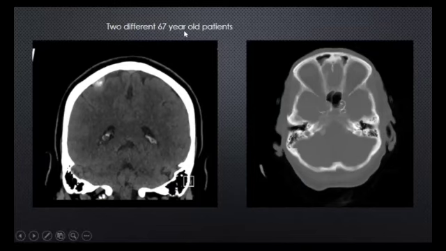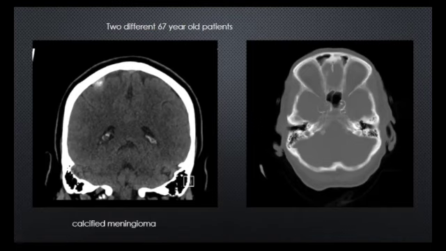So these are both 67-year-old patients. This patient has a calcified mass that looks like it's outside of the brain. This patient has a curvilinear calcification that projects into the brain, but here in the middle fossa. So what should we consider in this patient? Well, this is not even really within the brain. So we want to think about tumors. What's a common tumor that calcifies outside the brain? That would be a meningioma.